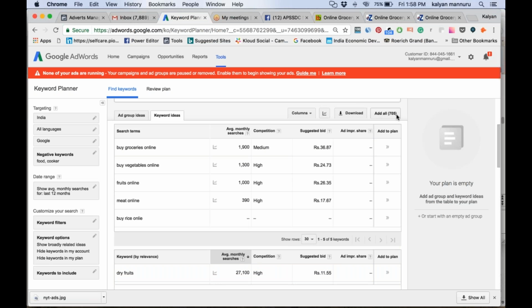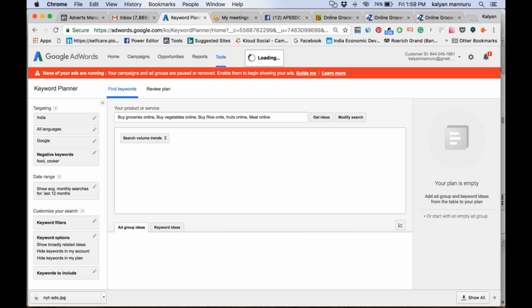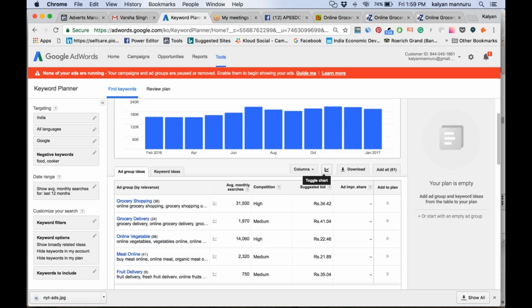So we have 701 keywords. When all the similar keywords are grouped into one family, into one set, it's called an ad group. So here we have 701 keywords, and when grouped, there are only 61 ad sets or ad groups. Now this ad group name is called grocery shopping.